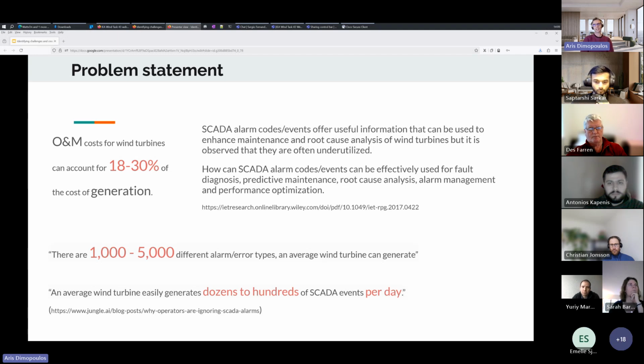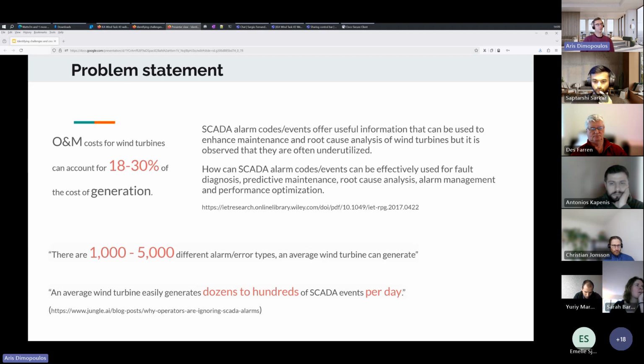Just a quick look at the literature. I think it has been identified that 18 to 30% of cost of generation goes into operation and maintenance, which means that it's a significant slice where there is potential to improve. And we believe that effectively using the alarm codes and events can definitely minimize the cost of operation.